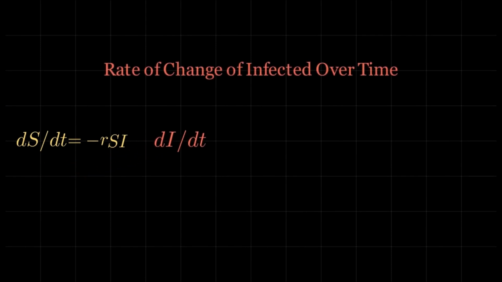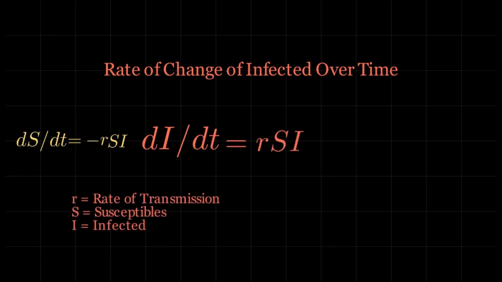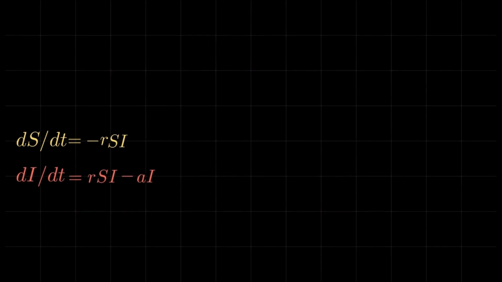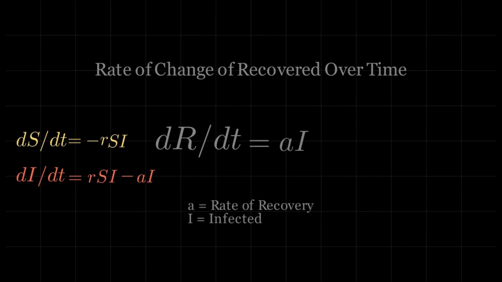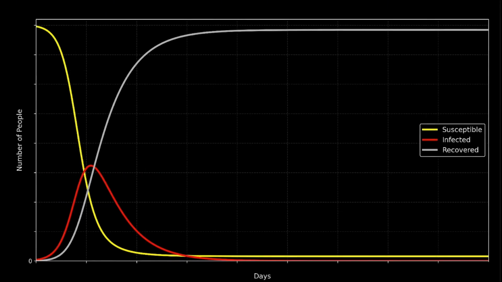The rate of infecteds over time is in part proportional to susceptibles, as since R, SI, was subtracted from susceptibles, it's now added to infected. Then, infected people I, multiplied by the recovery rate, are subtracted from the total amount. Finally, the rate of recovered over time is equal to A, the recovery rate, times the number of infected people. For a pandemic, the graph of the SIR model would look like this. But how can this help us now?